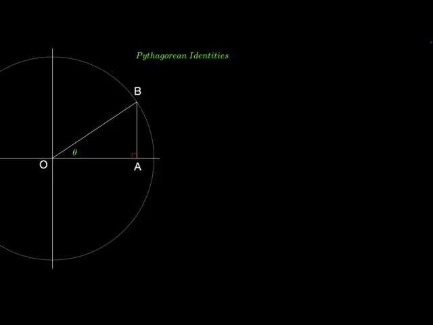Starting with the unit circle with center O and the triangle OAB and angle theta between OB and OA and a right angle at A, we can see that we can apply the Pythagorean theorem just to say that AB squared plus OA squared equals OB squared.